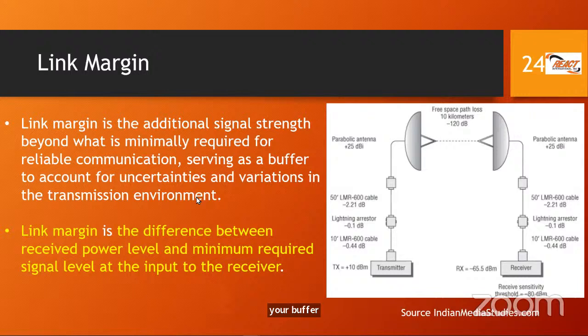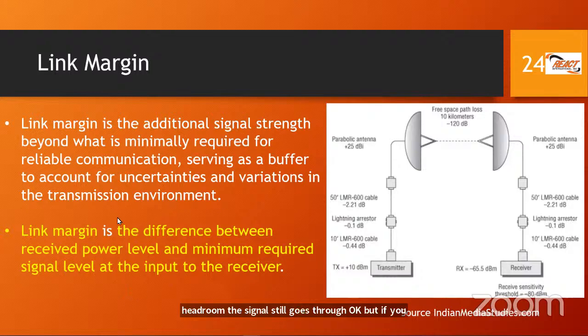So maybe a little rain falls and you're in the microwave region and therefore your signal drops a little bit. Because you have some link margin, you have some headroom, the signal still goes through okay. But if you have no headroom at all, the signal is faded and it's gone and you have a drop in transmission and all of that, right?